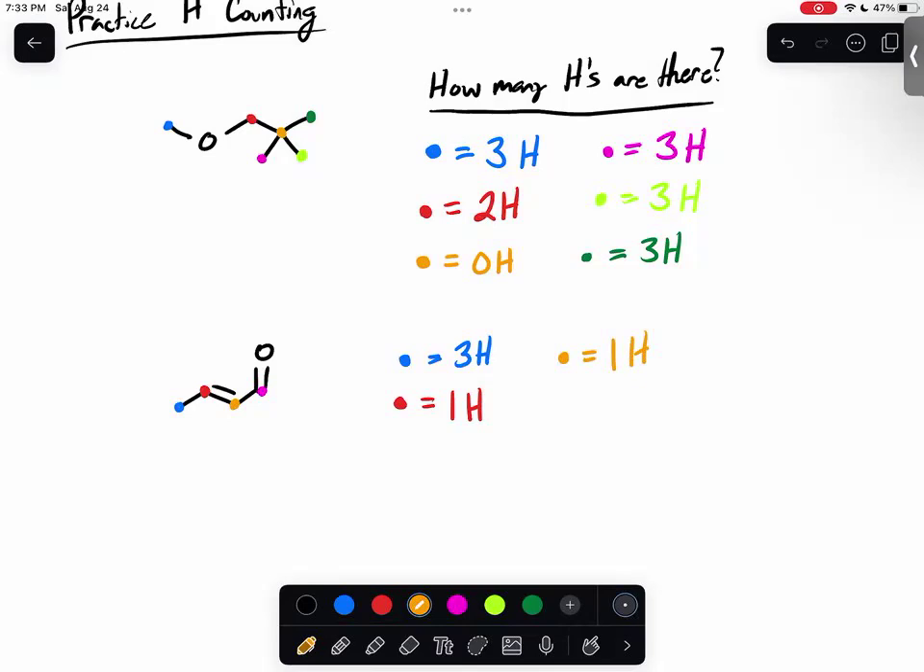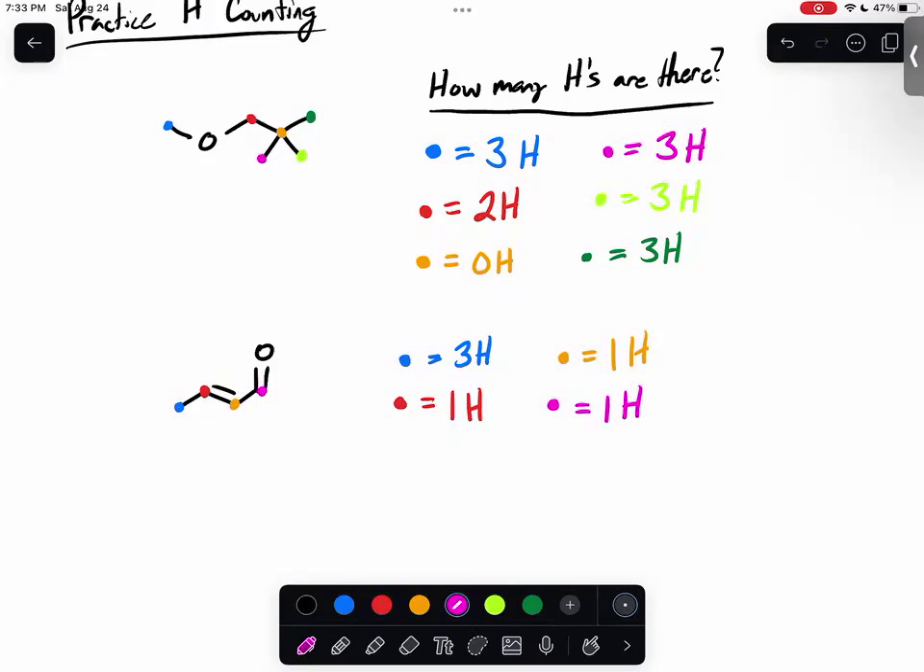Last but not least, this pink carbon has one bond to the orange and two bonds to the oxygen, which means there's one bond not shown. That means it has one hydrogen attached to it. All right, so this is how we can imply that hydrogens are there without having to actually show them. You're essentially just counting the bonds, seeing how many are there, and that'll tell you how many hydrogens are there. And it starts to become easier as you go because you get used to seeing these types of structures.